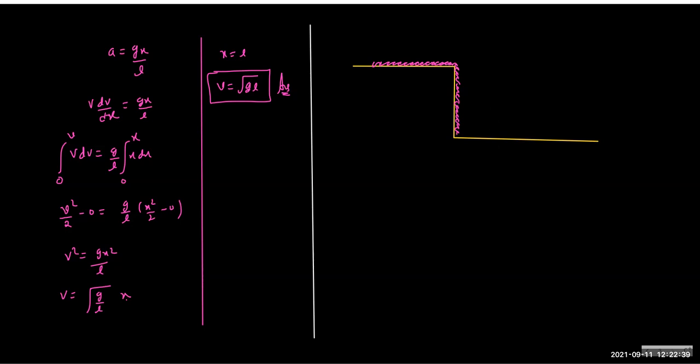So now the chain is hanging. The size of the step, this particular point, is fixed. We call it h, the height. The net mass is m, the length is l, the full length. And now the system is released from rest.